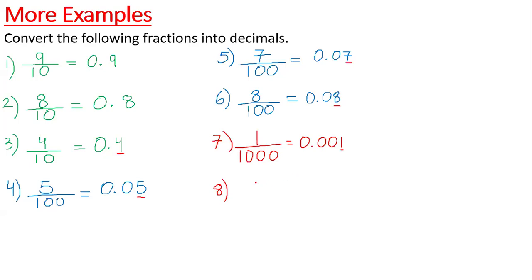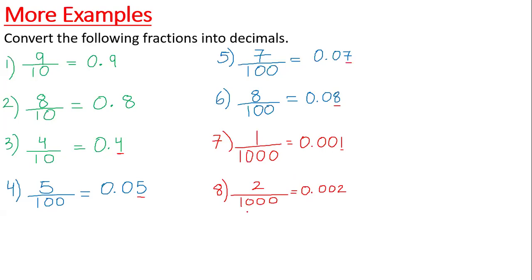Let's do it like this. Let's say we have 2 over 1,000. That's gonna be what? 0.002. So this is 2/1000, all right?